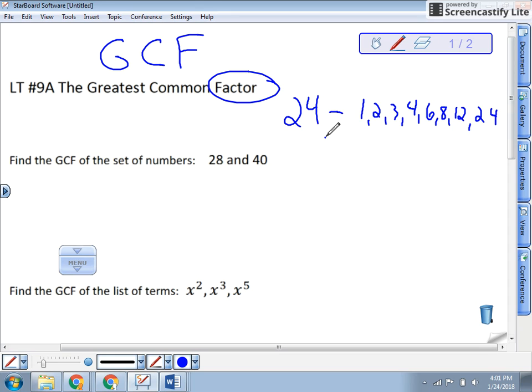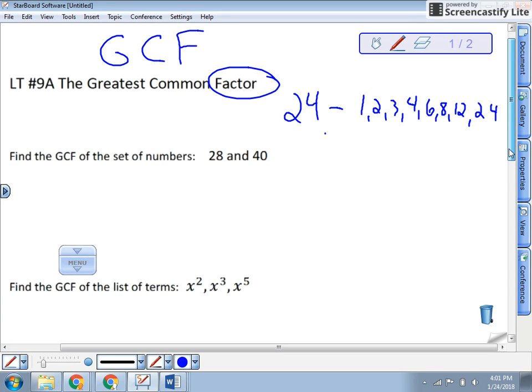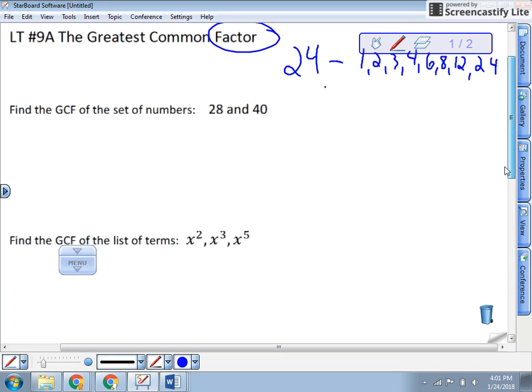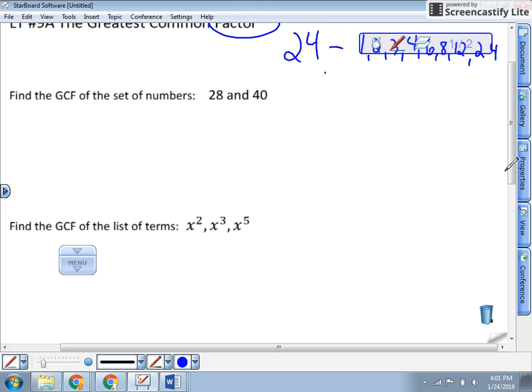So how are we going to use that? All right. Well, greatest common factor. The name tells you what it is. We're going to find the GCF of sets of numbers. So we look at our first example, 28 and 40. And at first, if you have to list out the factors of each number to find that GCF, or the greatest common factor, that's okay. Go right ahead.